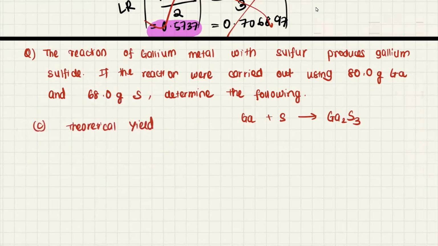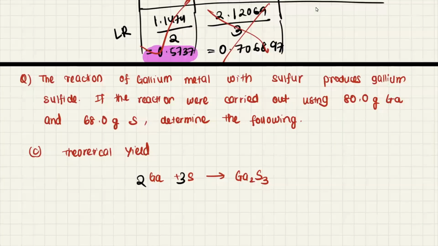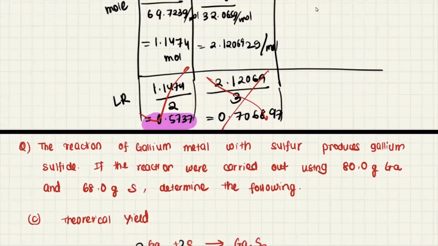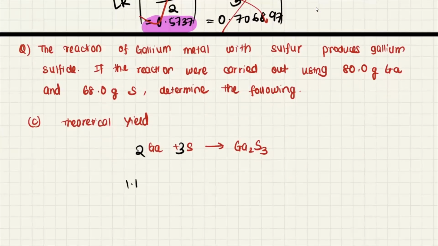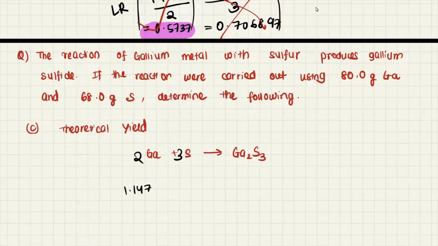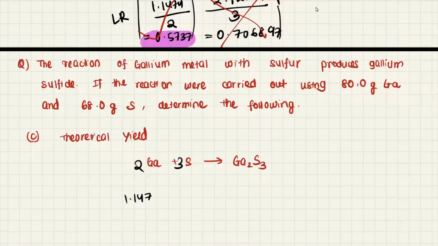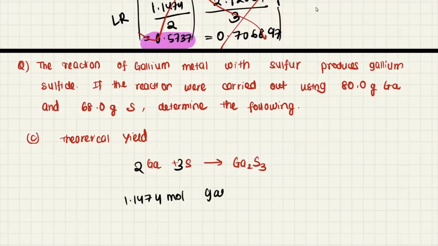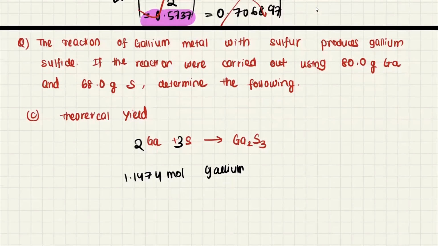So we are going to find the theoretical yield. So we know that we have 2, we have 3, and let's see the mole. So we have 1.1474 mole of gallium. Why am I not writing the sulfur? Because sulfur is not important here. It's not the limiting reagent. The one that is important is the gallium.